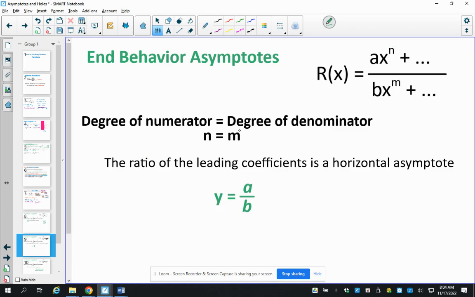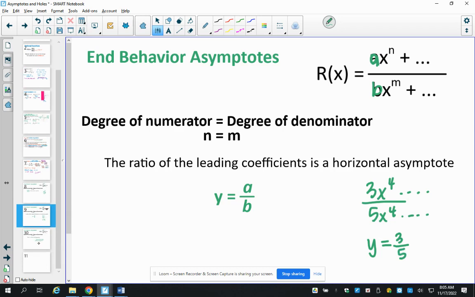If the degrees are the same, so if they are equal to each other, then we divide these lead coefficients. So then it's y equals a over b. So if we had 3x to the fourth over 5x to the fourth, and you could have other stuff here, the horizontal asymptote would be y equals 3/5. So just dividing those lead coefficients.